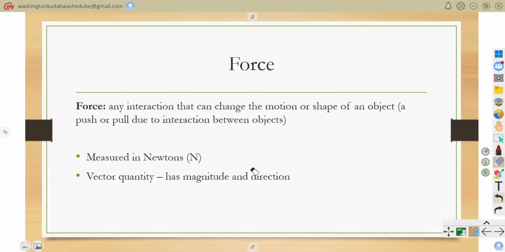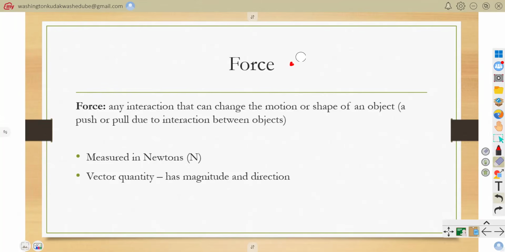So now let's go on to look into what we refer to as force. What is it that we define as force? You would see that force is any interaction that can change the motion or shape of an object, or even the direction of an object. So any interaction between two objects that can change the motion or shape of an object is what we refer to as the force.